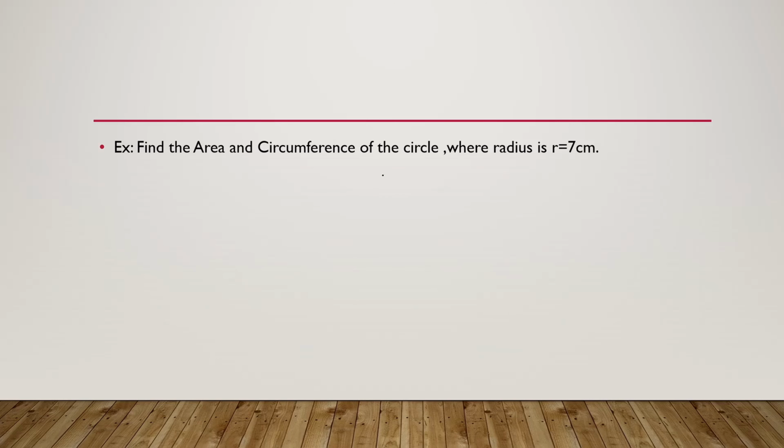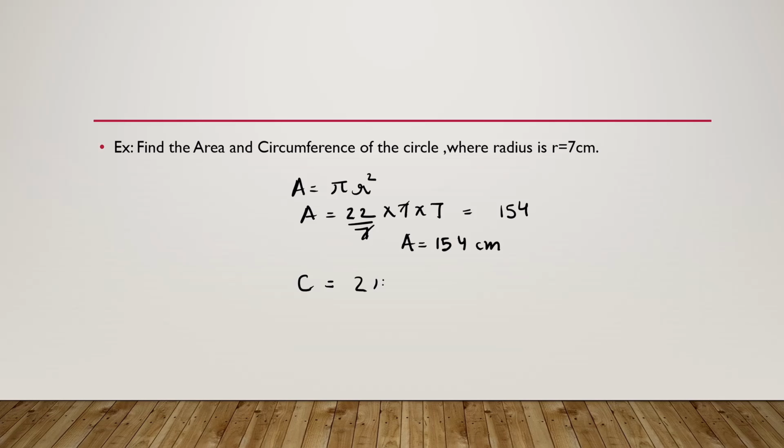One more example we are going to do for the area and circumference. Find the area and circumference of the circle where radius is 7 centimeter. Area equals pi r square. So area equals 22/7 into 7 into 7. This 7 will cut, so it will be 154. So area will be 154 centimeter square, and the circumference will be 2 pi r, equals 2 into 22/7, r will be 7 centimeter. So circumference will be 44 centimeter.